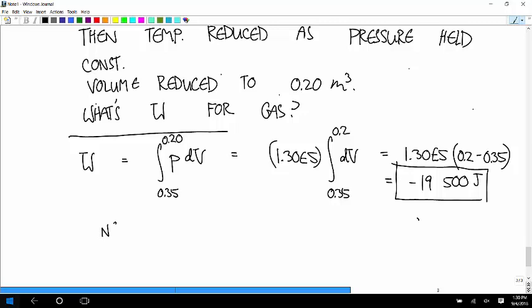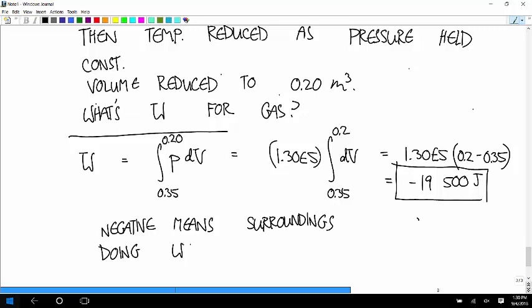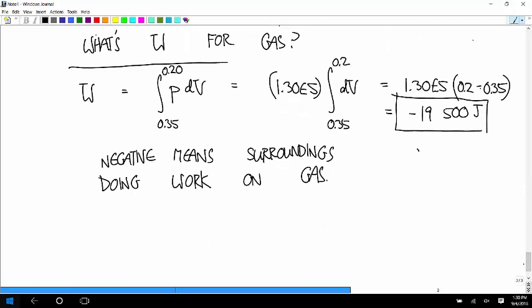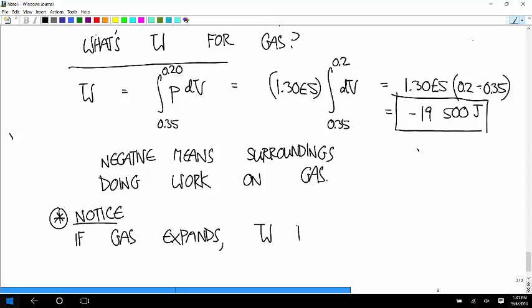Okay. So the negative means that the surroundings are doing work on the gas. So notice, if a gas expands, W is always positive. If the gas contracts, W is always negative.